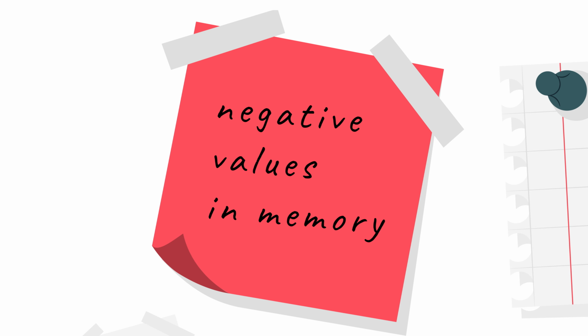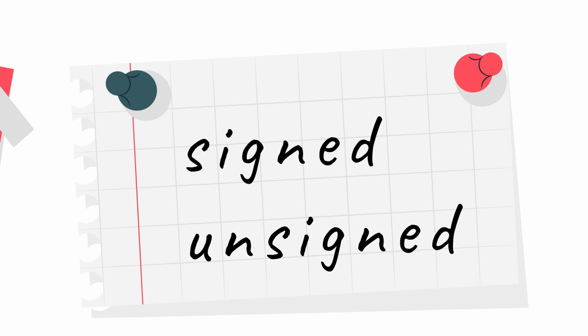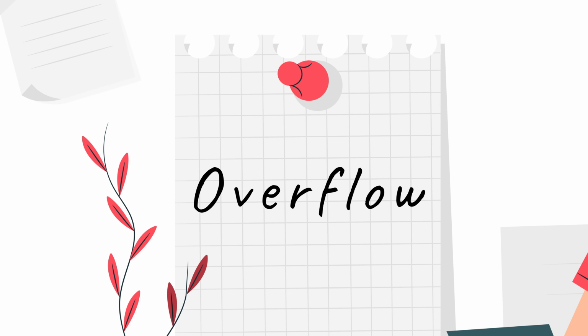Let's summarize. Today we've explored the memory representation of negative numbers, so how signed and unsigned affect the interpretation of bits, and examined the overflow.